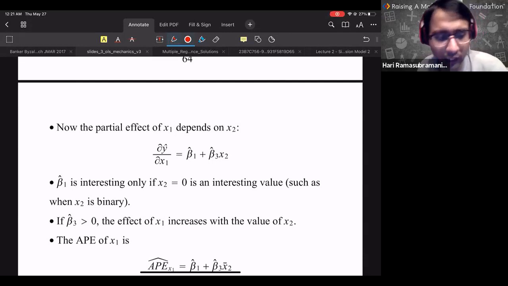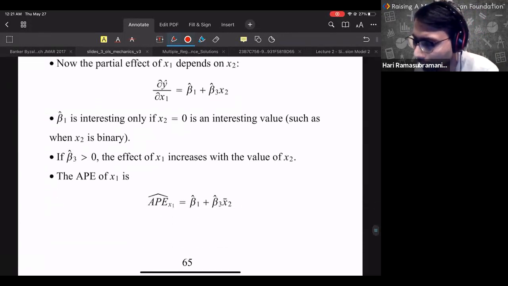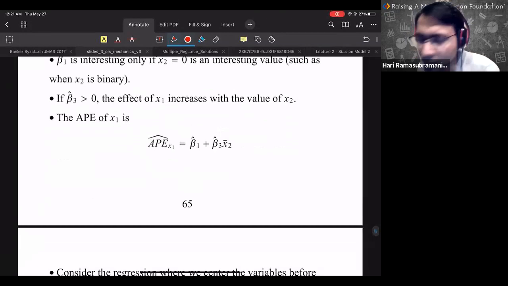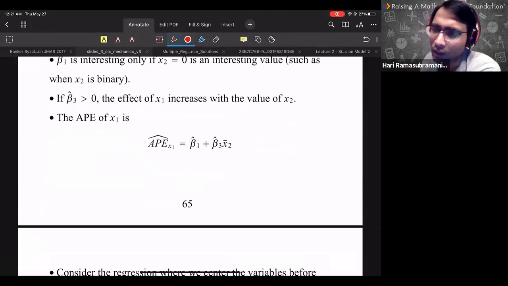So if beta 3 hat is greater than 0, the effect of x1 increases with the value of x2. So what is the average partial effect? The average partial effect is beta 1 hat plus beta 3 hat times x2 bar. How has that become x2 bar? Because you are adding up all the cases and dividing by n. So you're taking the average.